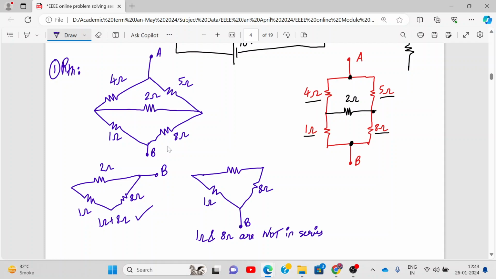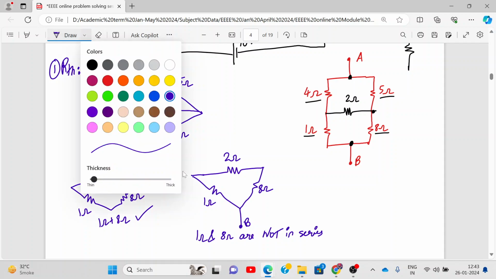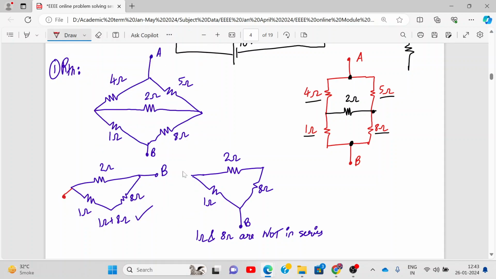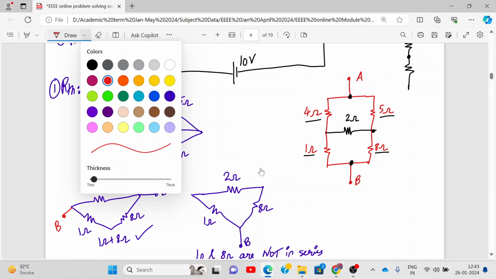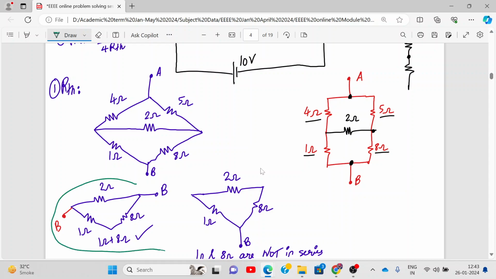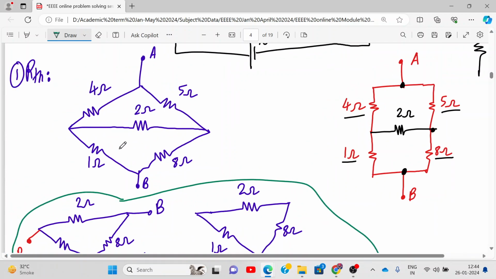I hope it is being followed. Even if B is here, still they will be in series. Are you getting my point? So now we will apply the delta or star technique. You know delta and star, right? Long forgotten or what? Now tell me, is this a delta network or a star network, the network formed by 1 ohm, 8 ohm and 2 ohm? So this is delta, convert into star.